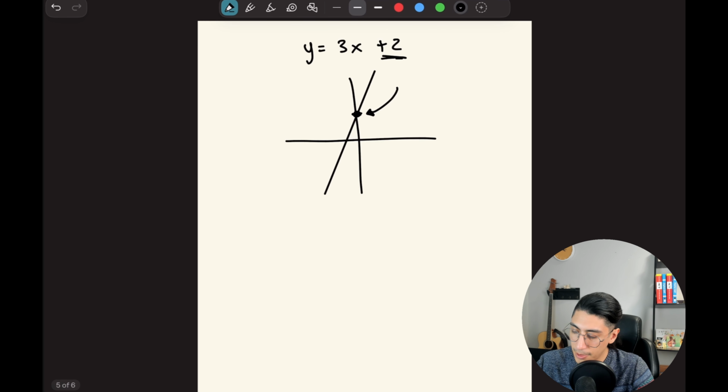Now, when it has infinite solutions, that's because these equations are functionally the same equation. So I only want to understand these in terms of the y-intercept and in terms of the slope. So they have the same y-intercept and the same slope.